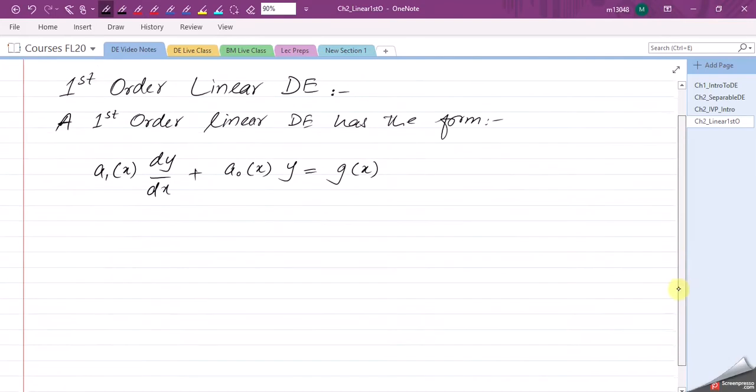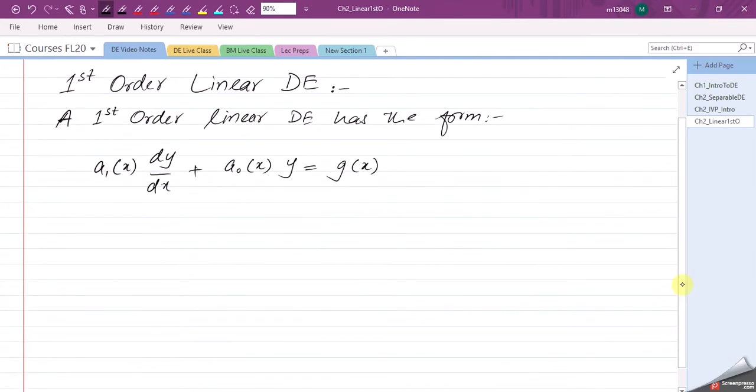When we use a form for the definition, we have to match the properties exactly. So here dy by dx is the first order derivative of the function y with respect to x, and y is the dependent variable. Now these three functions can only be functions of x. No y can be attached here. No y.